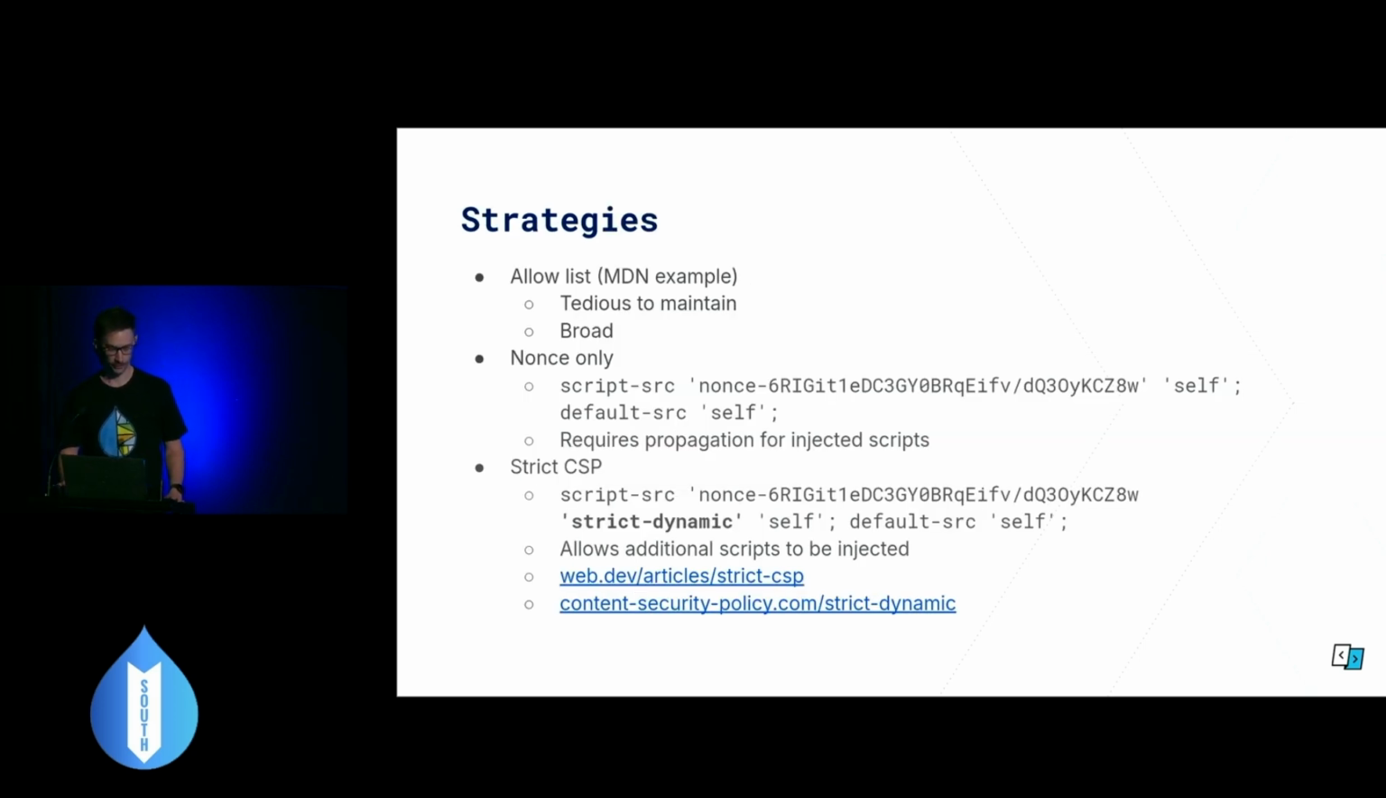So there's a few different strategies that you can use to implement your policy. You can use an allow list like MDN uses. This can be tedious to maintain, and it's very broad, so they're allowing anything from CodePen. So it's probably not the best approach for everyone. You can use a nonce-only approach. So basically, for scripts, we allow a nonce and we allow self.